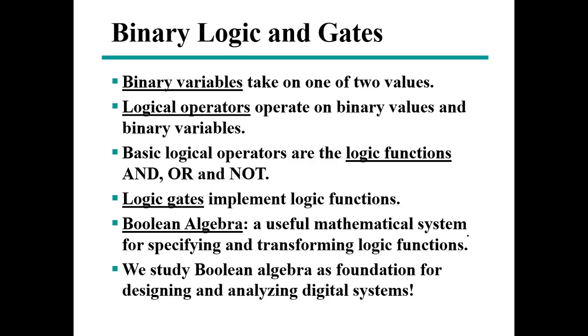Then we have logical operators. These operators operate on binary values and binary variables. Okay, so what are the logical operators that we have? The basic logical operators. These are the AND operator, the OR operator, and the NOT operator. These are the basic logic operators that we have. Okay? And then we can create more operations using combinations of these basic operations. Okay, so we talked about that earlier as well.